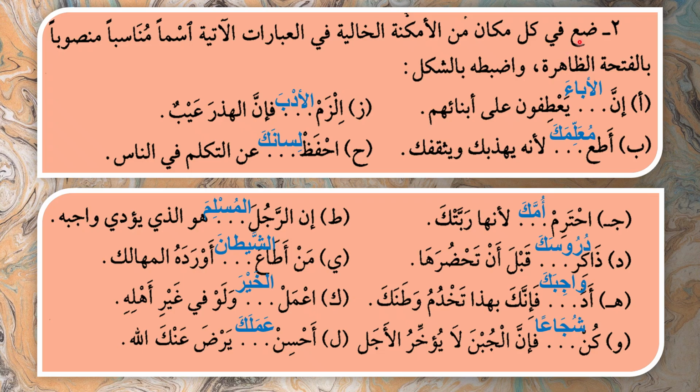The question number 2 is ضع في كل مكان من أماكن الخالية in the blank spaces في العبارات الآتية اسما مناسبا منصوبا بالفتحة الظاهرة وضبطه بالشكل. Means you need to fill all these blank spaces with a mansoob noun showing a fatha zahira. So don't use any noun that doesn't show a zahira fatha. So we will use all the nouns with sahih letter at the end. Inna dash ya'tifun ala abnaihim. Ya'tifun means to show compassion towards his sons. So innal aba'a, our fathers, show compassion towards their sons.